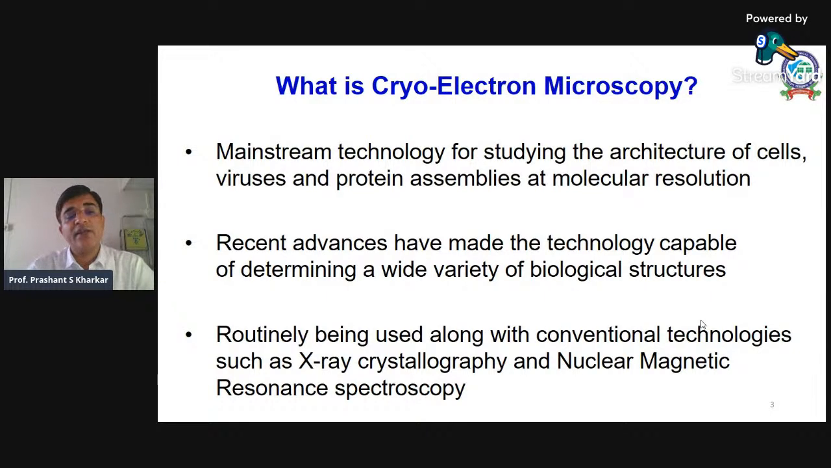This particular technique is routinely being used along with the conventional technologies. You may be aware of X-ray crystallography as well as nuclear magnetic resonance spectroscopy. These are the two widely used techniques for the three-dimensional structural determination of proteins or biomacromolecules, out of which X-ray crystallography has always been the front runner, while nuclear magnetic resonance has been used to a great extent for looking at the solution structure, whereas X-ray crystallography is for the solid state structure. But again, there are problems in the sense that X-ray crystallography cannot really be used for proteins which cannot be crystallized, particularly those present in the membrane, because the moment you take them out of the membrane and the structure collapses, there is no way you could do the structural determination.